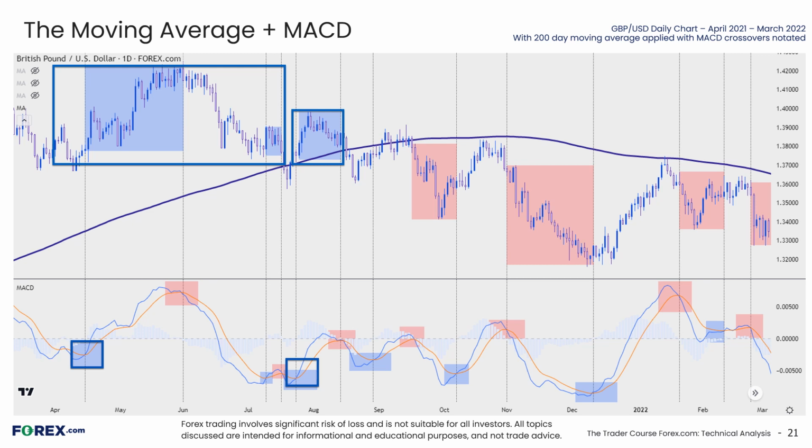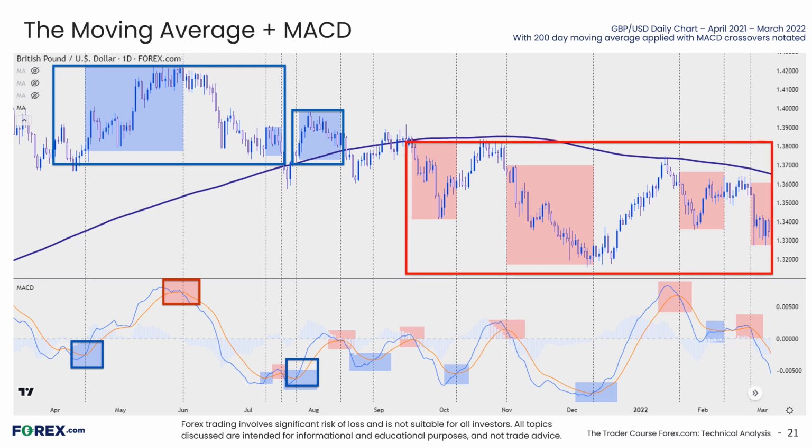And when the indicator flashes a bearish signal, that's an exit for longs. Because price is above the 200-day moving average, the bearish signal would not come with a signal to open a short position. When price is below the 200-day moving average, only bearish signals are taken. Bullish indications from MACD are then an exit signal for short positions.